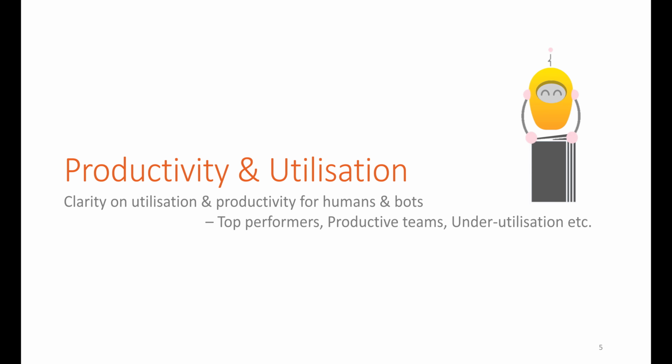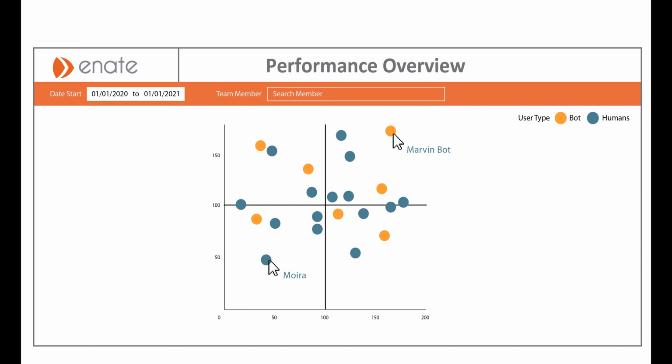Utilization and productivity reports are about team and individual performance. These can be humans only or humans and robots. This is a grid-based report. On the horizontal axis, we have utilization, and on the perpendicular axis, we have efficiency against benchmark. The grid is divided into four quadrants.